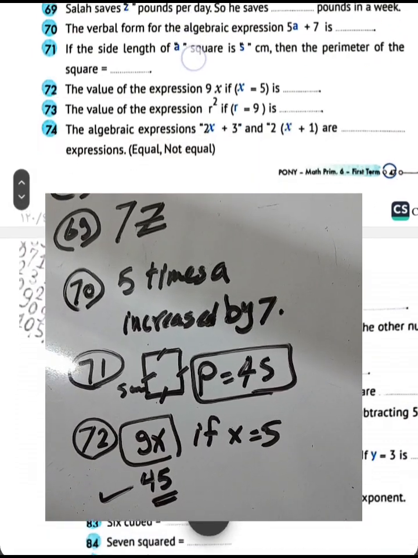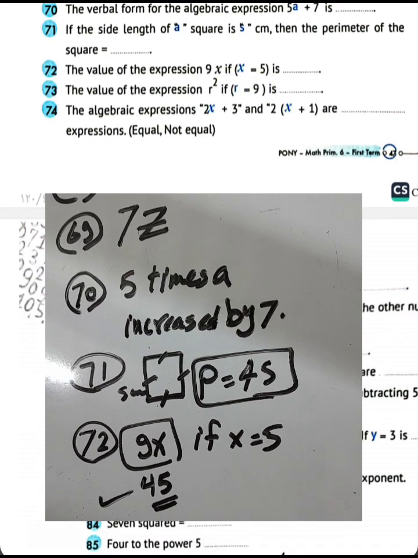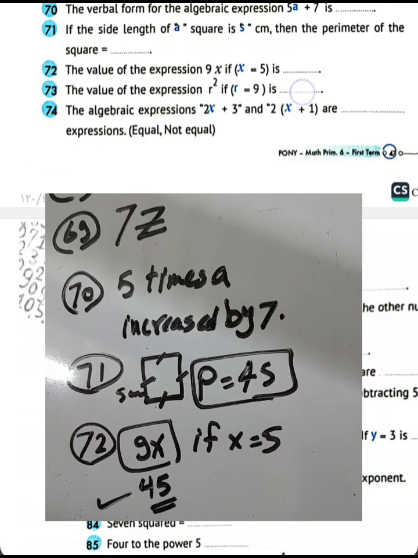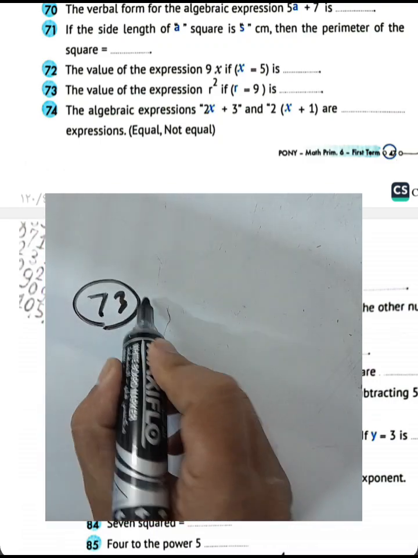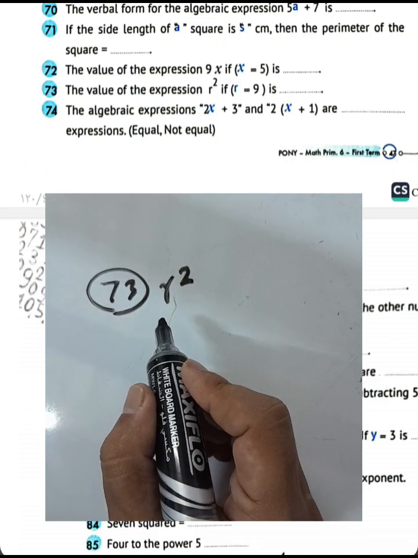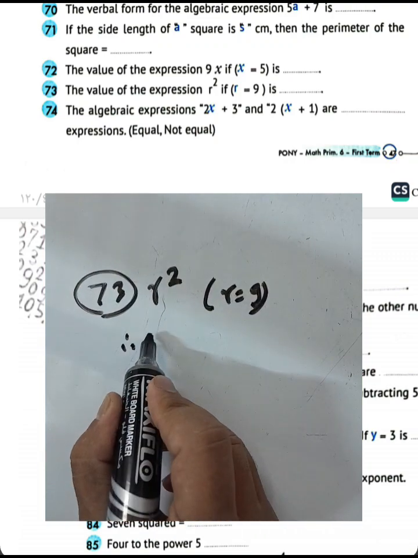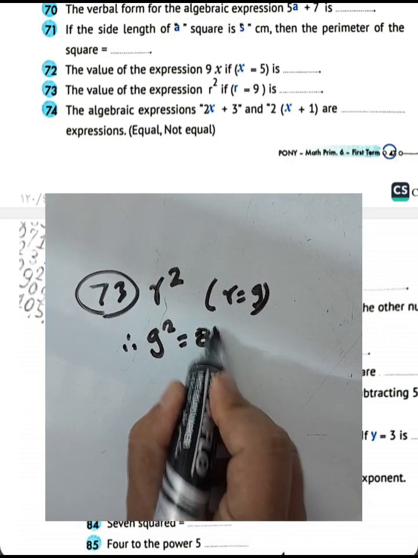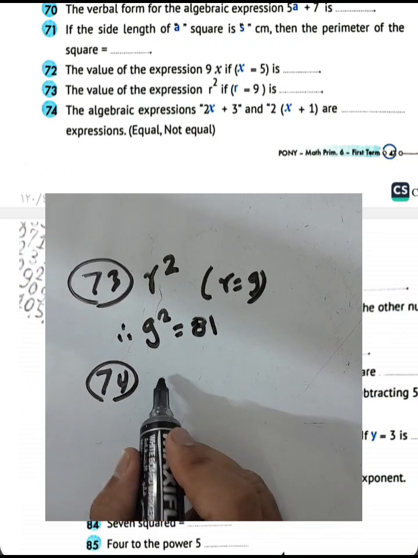Question 73. The value of the expression r power 2, if r equals 9, it will be 9 power 2, which is 81. Okay, write 81 here for question 73. You want to find the value of r power 2 where r equals 9, then 9 power 2 will be 81.